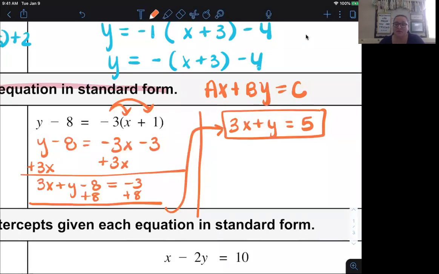As you can see, in order to put this equation into standard form, I first distributed this negative 3. Then I moved the negative 3x to the other side by adding it to both sides of the equation. I moved the negative 8 to the other side by adding 8 to both sides of the equation. And I end up with 3x plus y equals 5, which is in standard form.